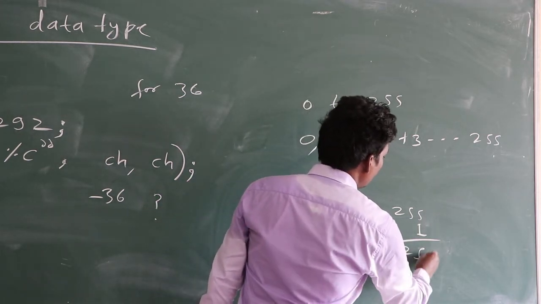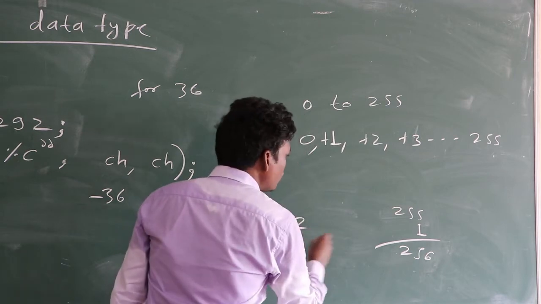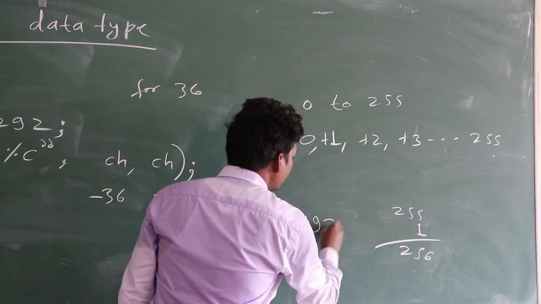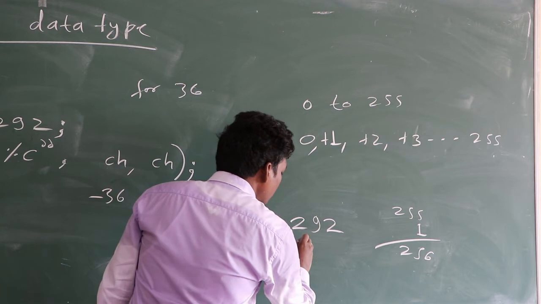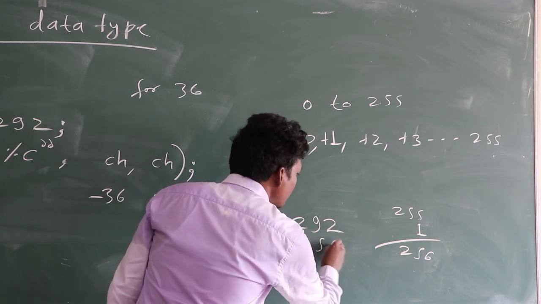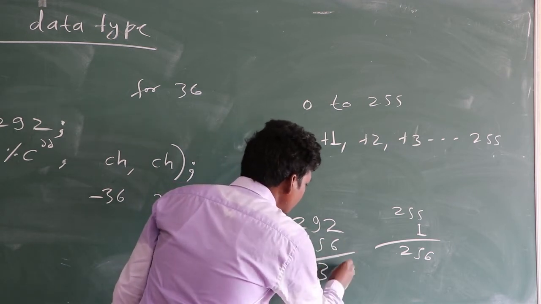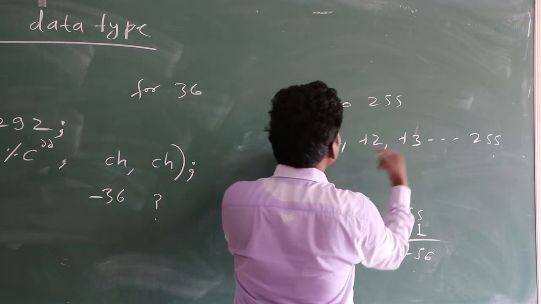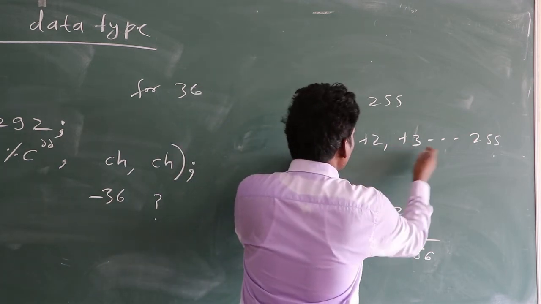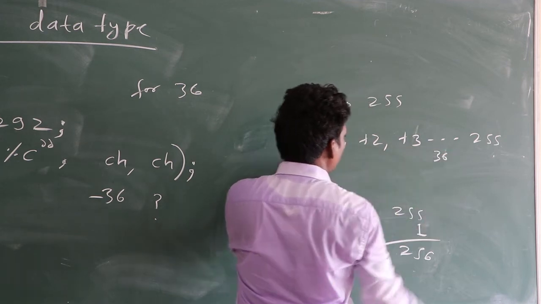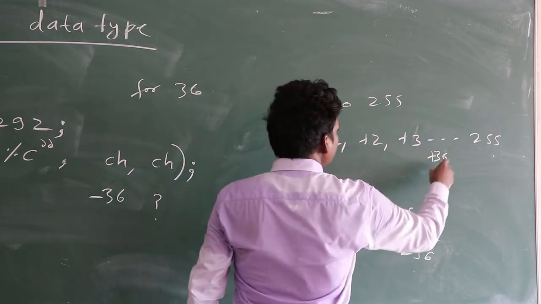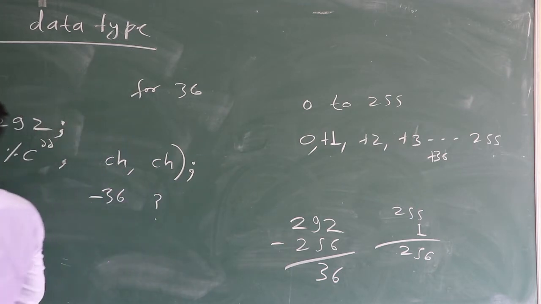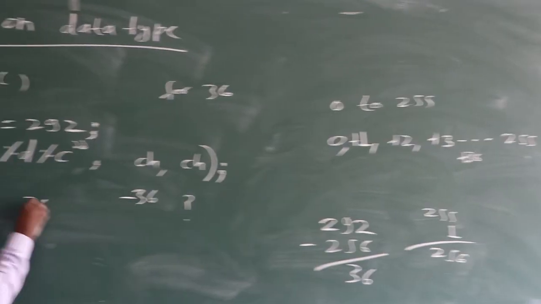Total value is 256. How many times is 292 over 256? 292 minus 256, the value is 36. You are currently here, you have to move 36 points further, so you are at the 36 position. Finally this 36 is assigned to CH. Now the output will be 36.